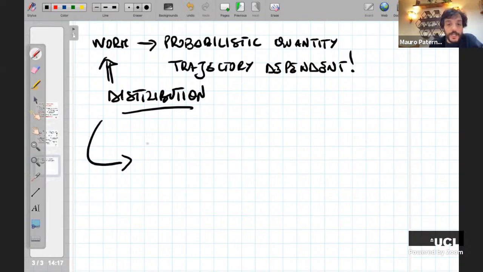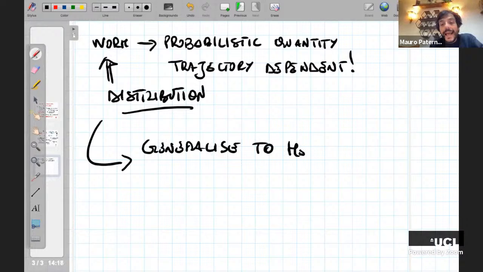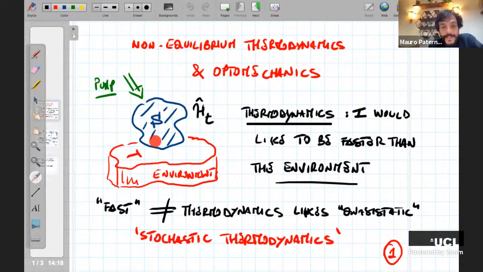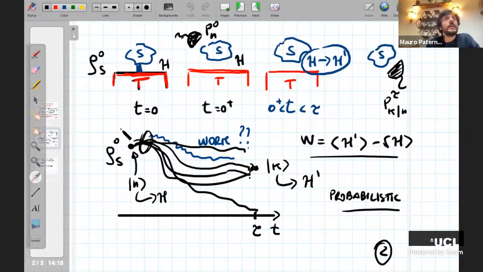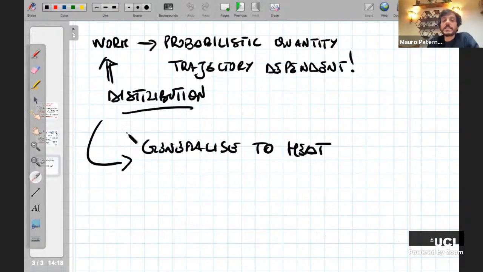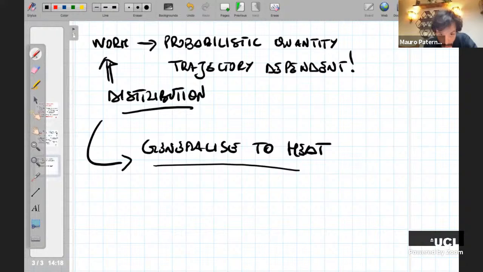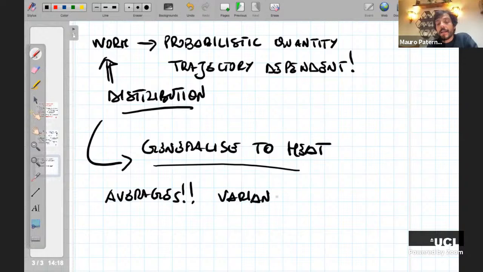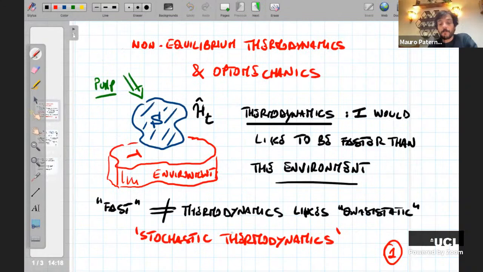You can generalize to heat, meaning the energy that my system exchanges with its environment in time, if I let the two interact all the time rather than detaching system and environment at some point in my dynamics. The energy that the two systems exchange over time will become a stochastic, random variable that satisfies a given distribution. So average quantities are what matters, and variances become incredibly important in this framework for stochastic thermodynamics that I'm drawing up.